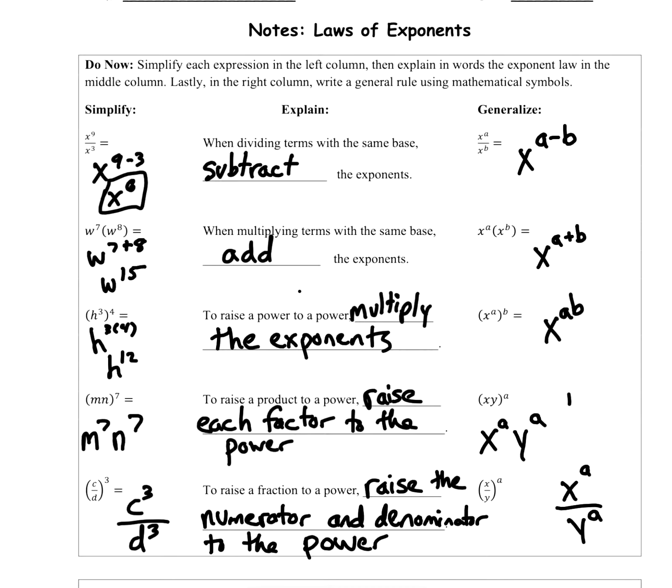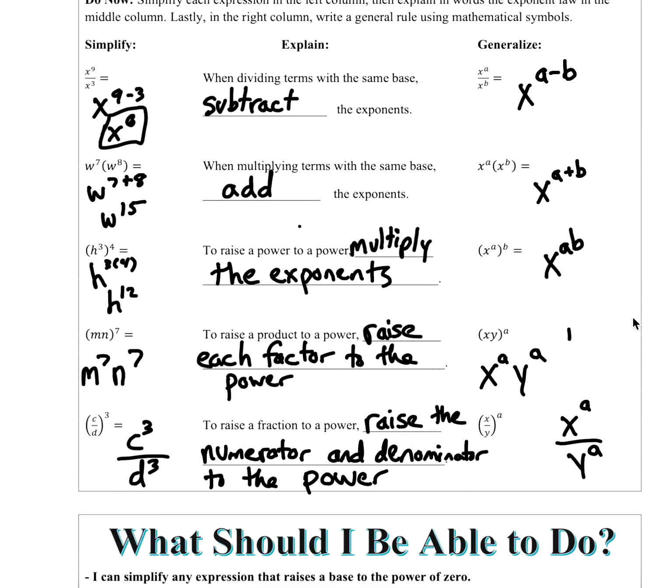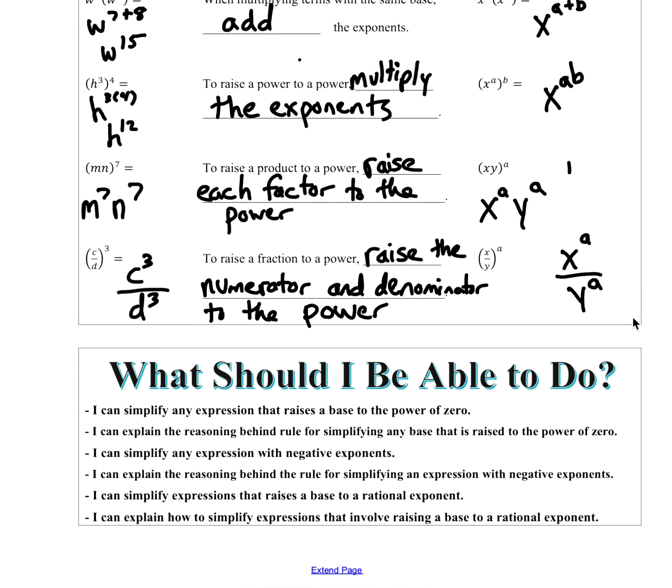So those are our basic laws of exponents. We're going to go into a little bit more in a minute. What should I know by the end of the day? I can simplify any expression that raises a base to the power of 0 and explain the rationale behind that. I can simplify any expression with negative exponents and explain the rationale behind that. I can simplify expressions that raise a base to a rational exponent, so for example, like 1 over 2. I can explain how to simplify expressions that involve raising a base to a rational exponent. So we're going to be doing all that today.